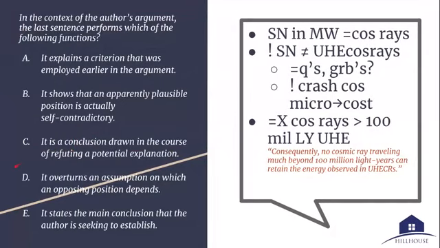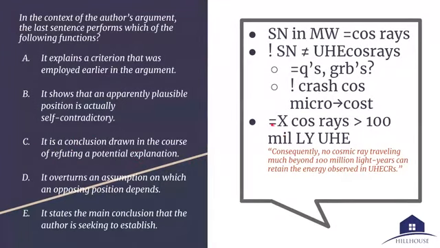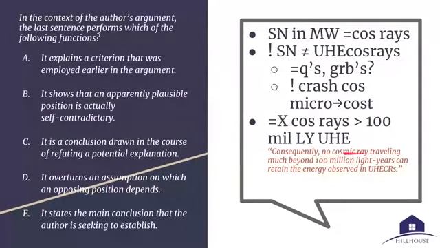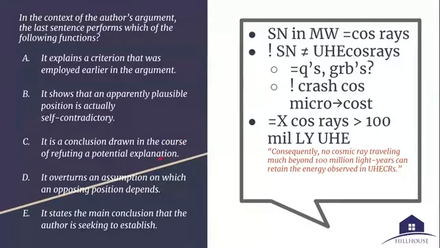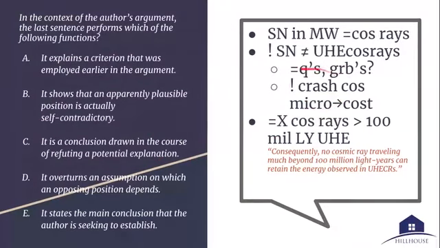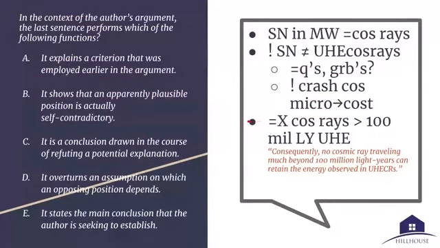Conclusion drawn in the course of refuting a potential explanation. Our notes sort of indicate that, and if we go back to the exact language, consequently, no cosmic ray traveling much beyond can retain the energy observed in these. It's refuting the fact that it's these, right? It's not the crash, it's not these Qs, and it is drawing a conclusion here. So let's hold on to C.